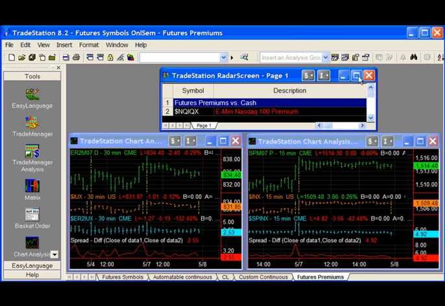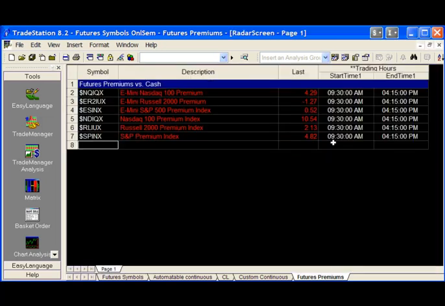Take a look at this workspace for a moment. Here's a radar screen page. I just threw in these 6 symbols that we saw on the slide, just so you see what they are. And as far as the trading hours for these are concerned, the trading hours are deemed the regular trading hours, 9:30 to 4:15 Eastern.